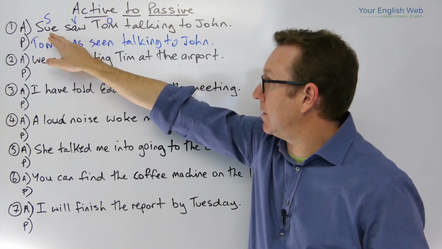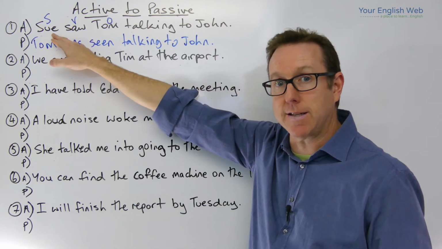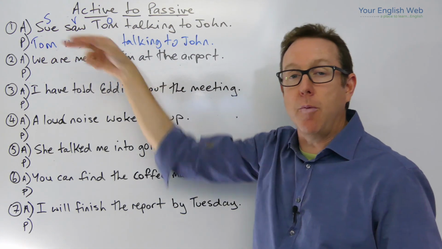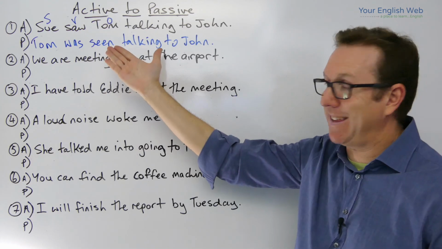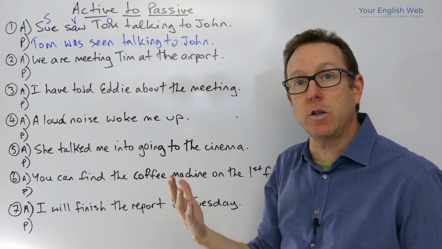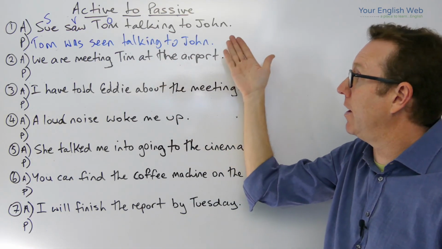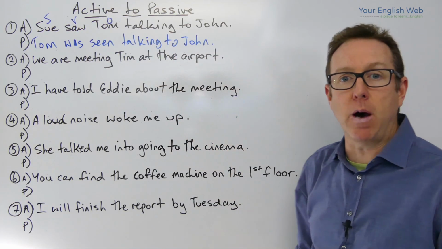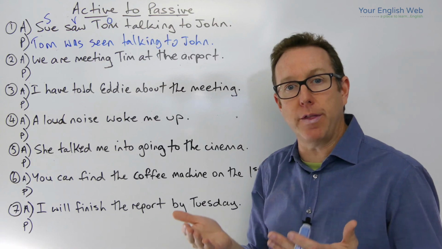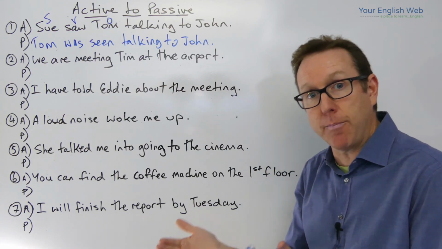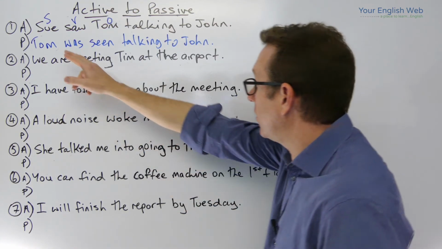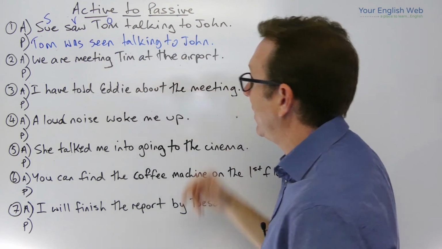Now, the subject of the active sentence becomes the agent. But the agent is not necessary in this sentence. If you wanted to use the agent, you would say Tom was seen talking to John by Sue. But we don't need to put the agent there or the by part, okay? So Tom was seen talking to John.